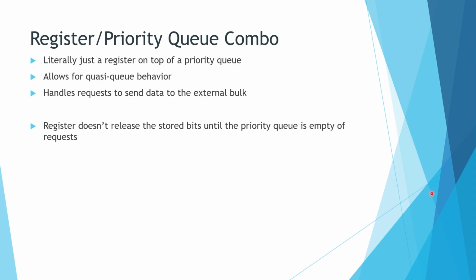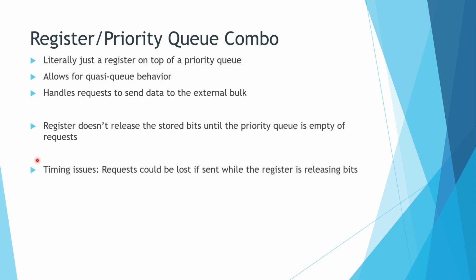We're going to go through the priority queue, grant each access request to send data through the single serial line over to the external bulk. Once the data has been sent, we just increment the priority queue, move on to the next request, and so on and so forth until the priority queue is empty, and then we can load in the new requests. This comes with some timing issues, unfortunately. Requests could be lost if they're sent while the register is releasing the bits.